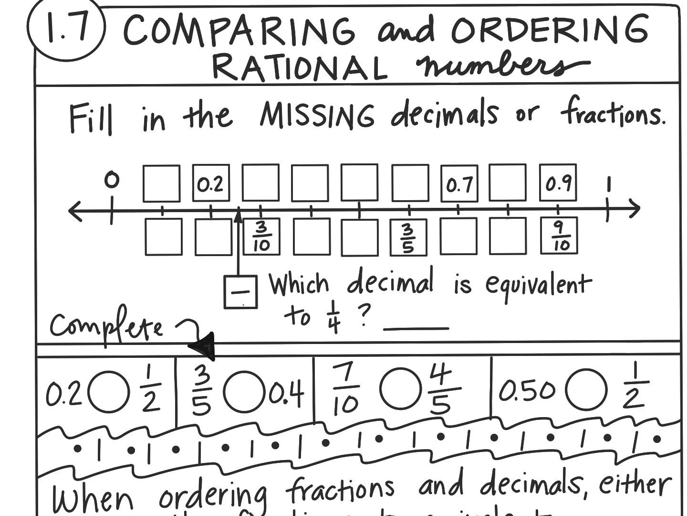All right. Today we are comparing and ordering rational numbers. Yesterday we talked about rational numbers. We talked about their opposites and integers and absolute values with rational numbers. Today we're focusing on comparing and ordering them.